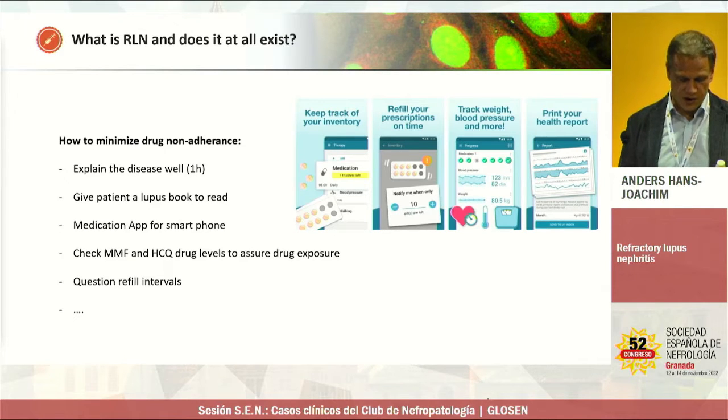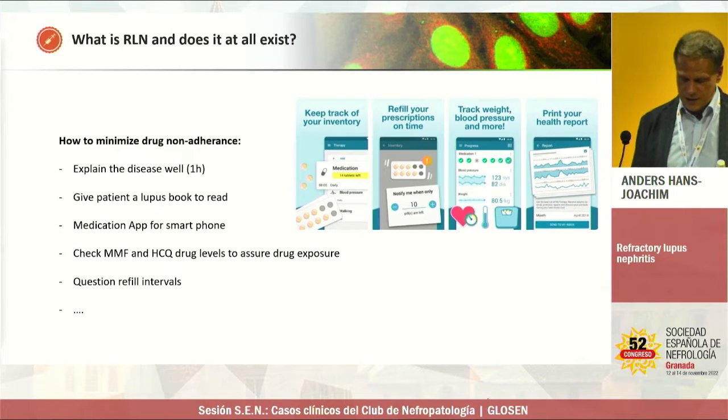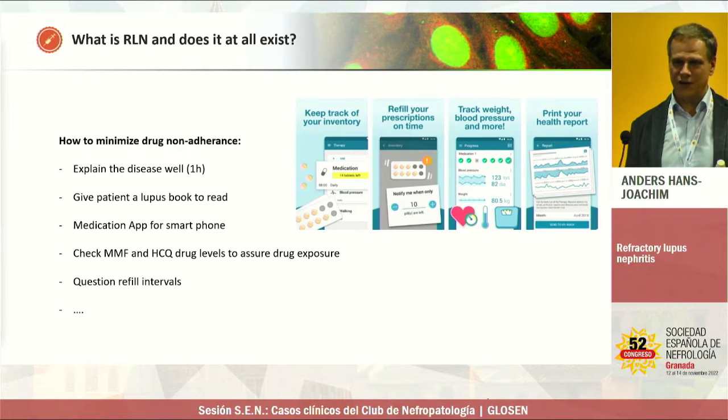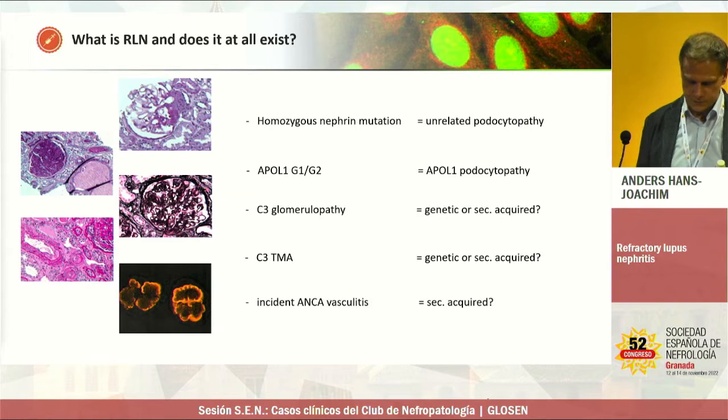You can measure drug levels. You can question refill intervals. There are many ways to address drug adherence, and this never appears in any of these lupus talks, but I think it's a much better way to improve lupus nephritis outcomes than inventing another new immunosuppressive drug. We simply have to work on making sure the patients really take the drugs. And imagine, in certain parts of the world, there seems to be more refractory lupus nephritis than in others, and this may have a lot to do with education of patients and how the care is done.